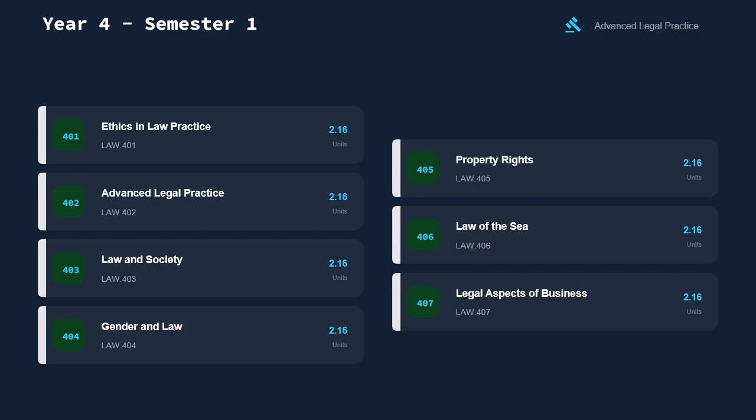Advanced legal practice requires synthesizing knowledge from multiple substantive fields. Real-world problems rarely fit neatly into one doctrinal category. They involve intersecting issues of contract, tort, procedure, ethics, and policy. Lawyers must identify relevant legal frameworks, prioritize issues, and develop coherent strategies.